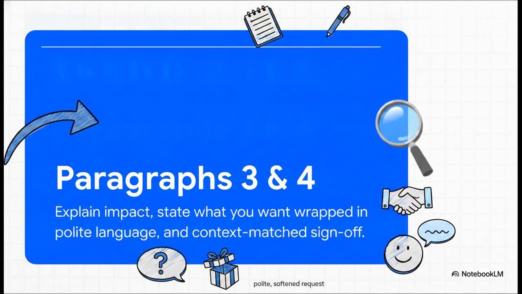Paragraph 3 explains the how or the why. Basically, how did this situation impact you, or what are the further necessary details? Finally, paragraph 4 is your call to action. You have to tell them exactly what you want them to do, but, and this is a big but, it crucially must be packaged in polite, euphemistic language. This is what we call Weiwan Yutai Iching Cho. Soften that request, and then wrap the whole thing up with a context-matched sign-off.